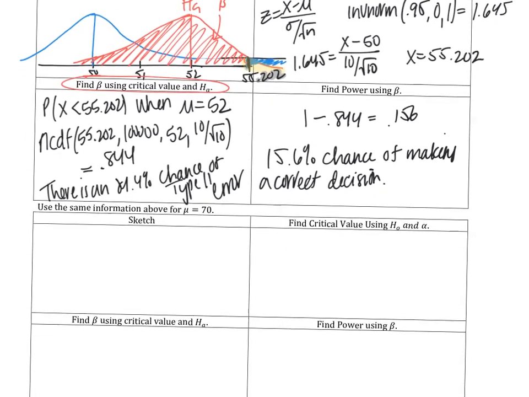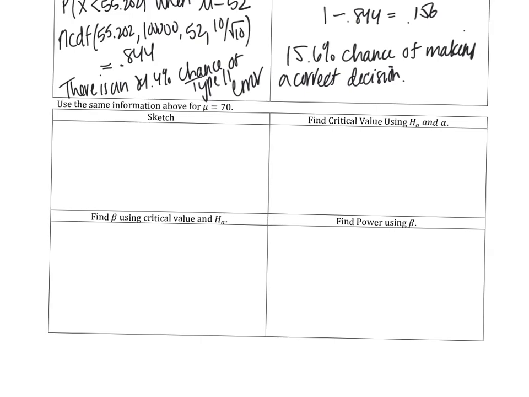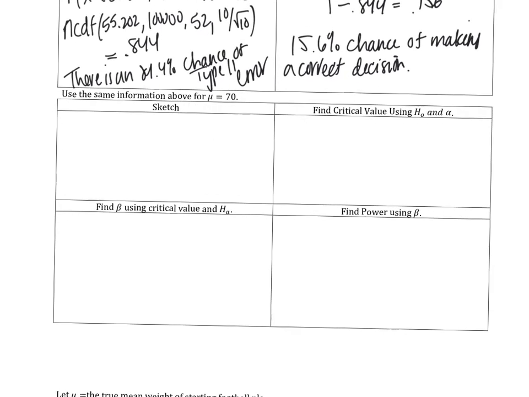Okay. Use the information above if mu is 70. All right, so we start off with a null of 50. Let's see what happens. So we start off with a null centered at 50 still. This is not the best picture of my life. And then I've got an alternate centered at 70. And I'm actually going to make this better.